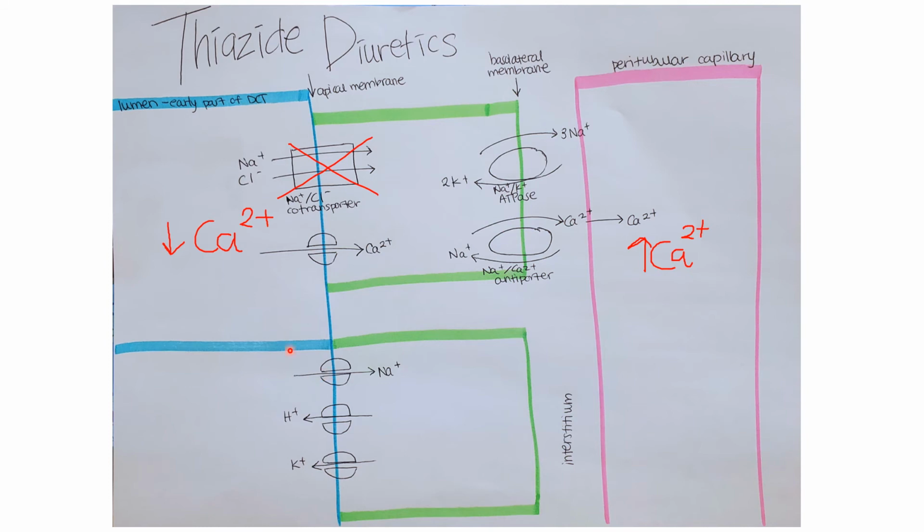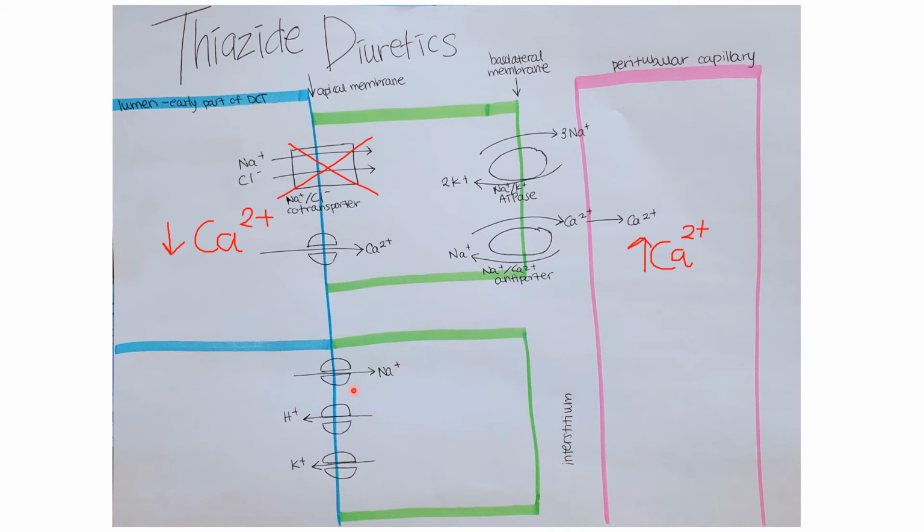Right, so what other things happen? Now we move downstream into the late part of the distal convoluted tubule, towards the collecting duct. So what do we have here? Here we have this passive exchange of sodium, protons, and potassium, right?